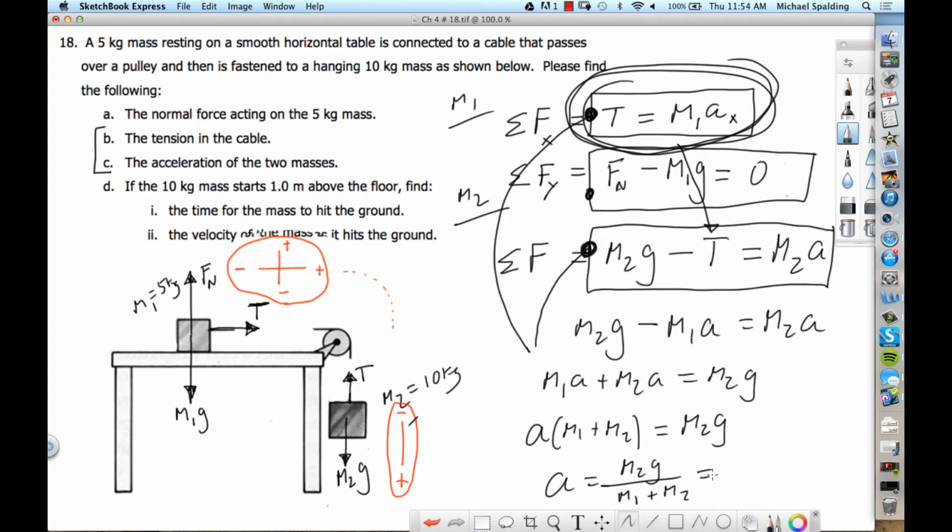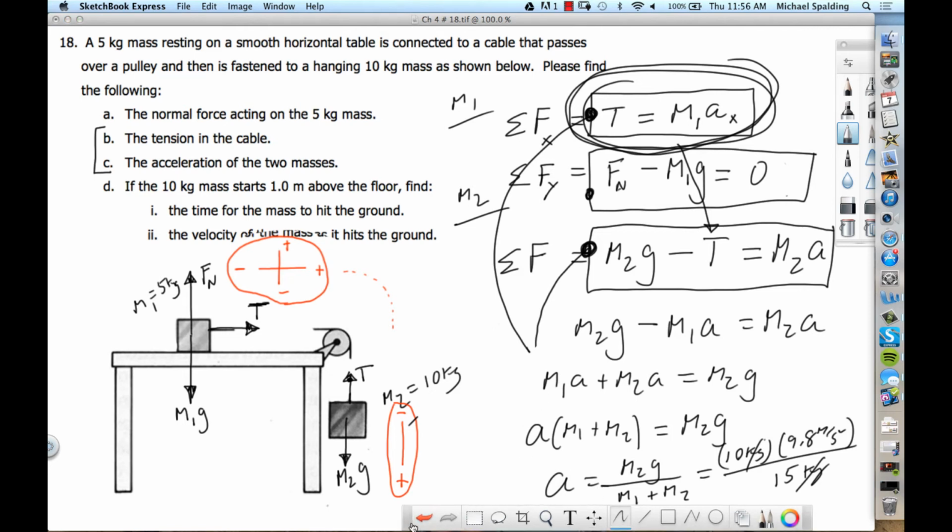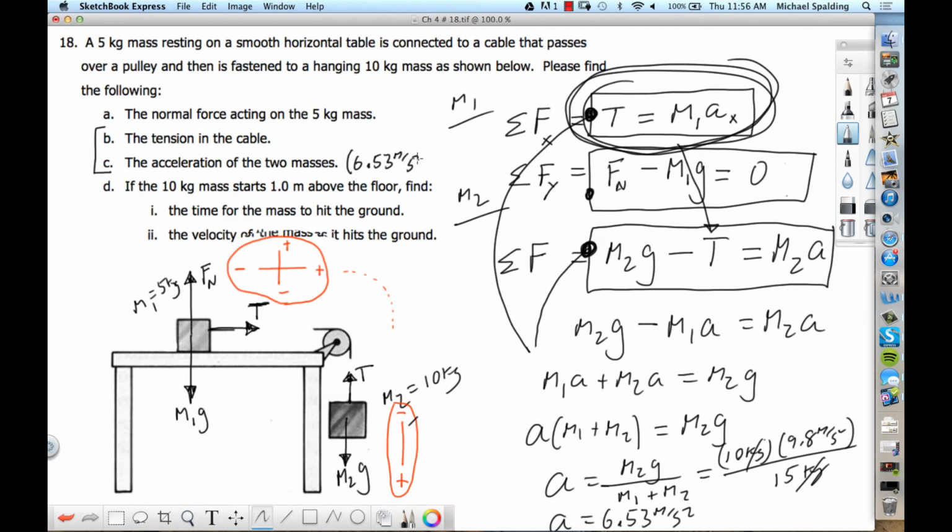Okay, you guys follow that? M2 is 10, so that's 10 kilograms. Gravity's 9.8. We're just plugging in here. Then M1 plus M2, you add the two masses together, you get 15. The kilograms cancel, you get meters per second squared, and the answer is 6.53. So this acceleration comes out as 6.53 meters per second squared. That's the answer to part C.